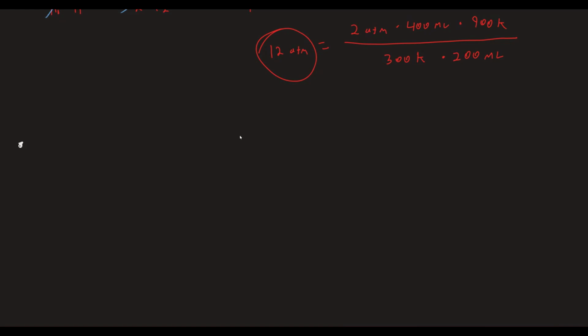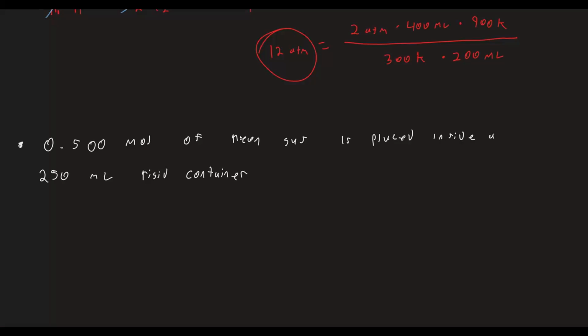So the next question will say 0.500 moles of neon gas is placed inside a 250 milliliter rigid container at 27 degrees Celsius. Calculate the pressure inside the container.